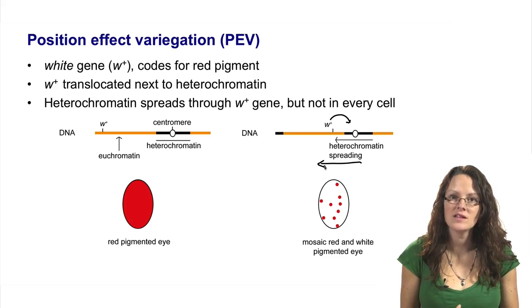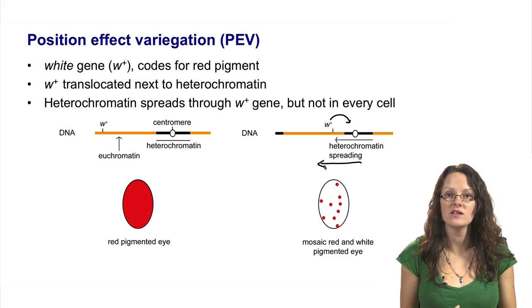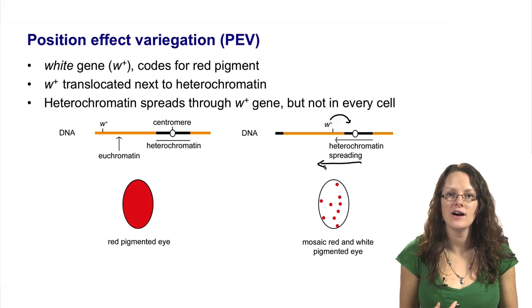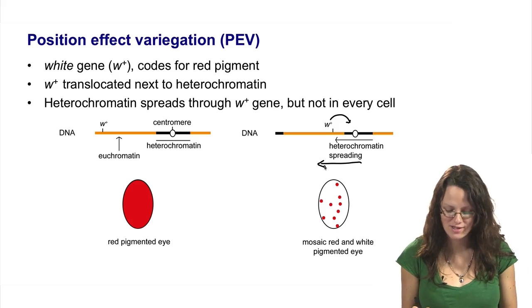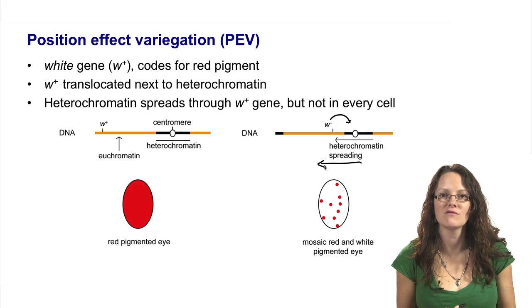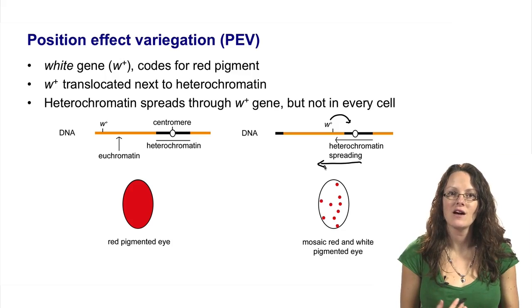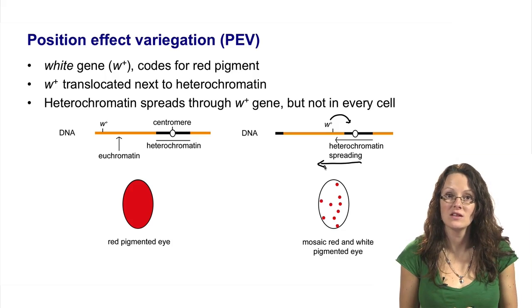And so in this case, what we know is that this spreading is not completely efficient. It doesn't happen in every cell in the same way. And so what ends up happening in the fly eye is a variegated expression. And so my naive drawing of this here is that you have little dots of red within an otherwise white eye. And so this is the variegated eye phenotype, which is the result of position effect variegation in the fly.